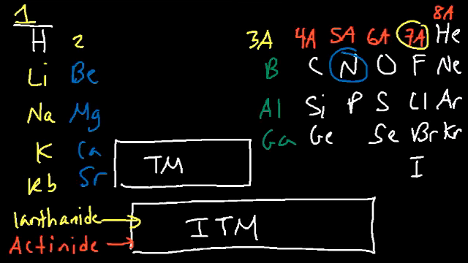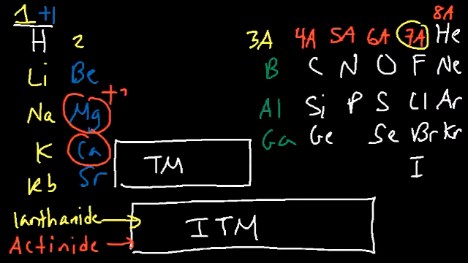Now, elements in the first group form ions with positive 1 charges. Elements in the second group, like magnesium, calcium, form +2 ions, or ions with +2 charges. Aluminum and gallium like to form ions with positive 3 charges. This is going to be -3, -2, -1.